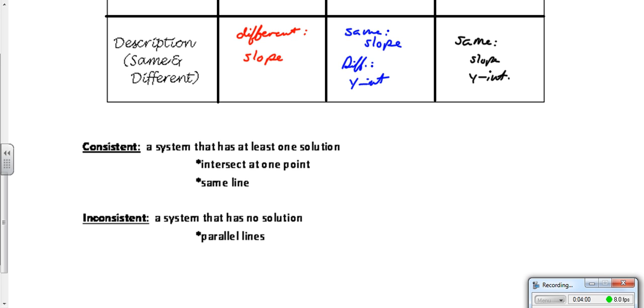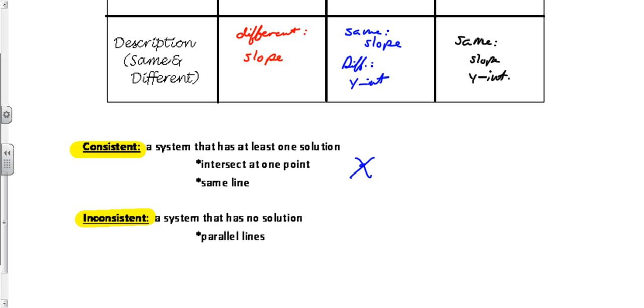Now with these situations, we have two other terms. If two lines intersect at one point, they're called consistent. So a system that has at least one solution, so they intersect at one point or they're the same line. So at least one means one solution or many. Inconsistent is when they have no solution. So in other words, parallel lines. So this is consistent, and one line over another is also consistent. Parallel lines are inconsistent.